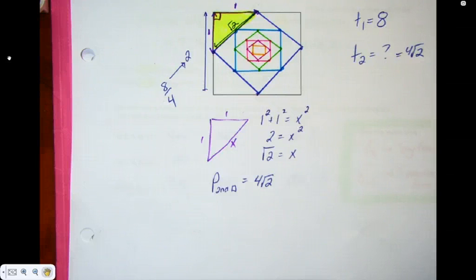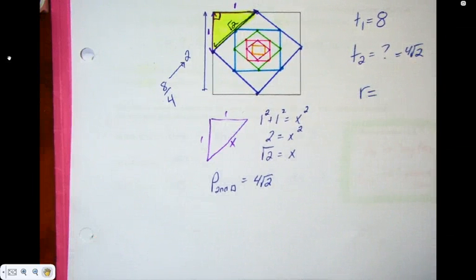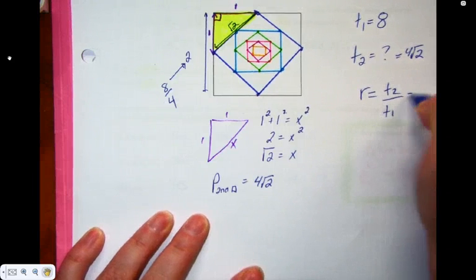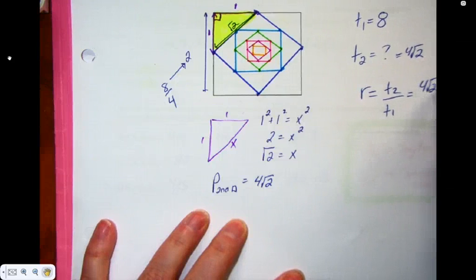It is quite the question. That's why I showed you this and not just said, here's for homework, have fun, children. Okay, what was the point of doing that? That's got to give us r. It's the only way to get r is to find T2. And so we know r is T2 divided by T1. And so this is 4 root 2 divided by 8.